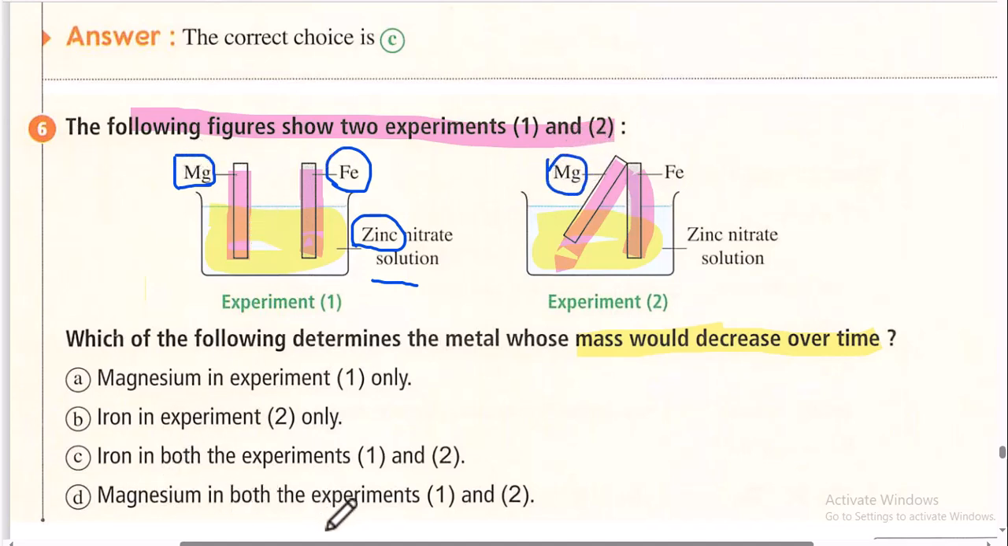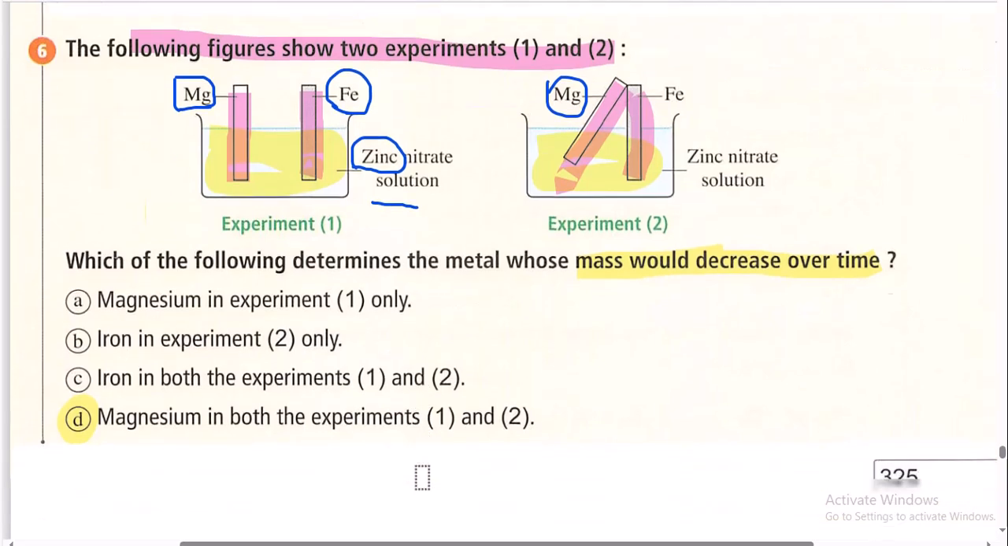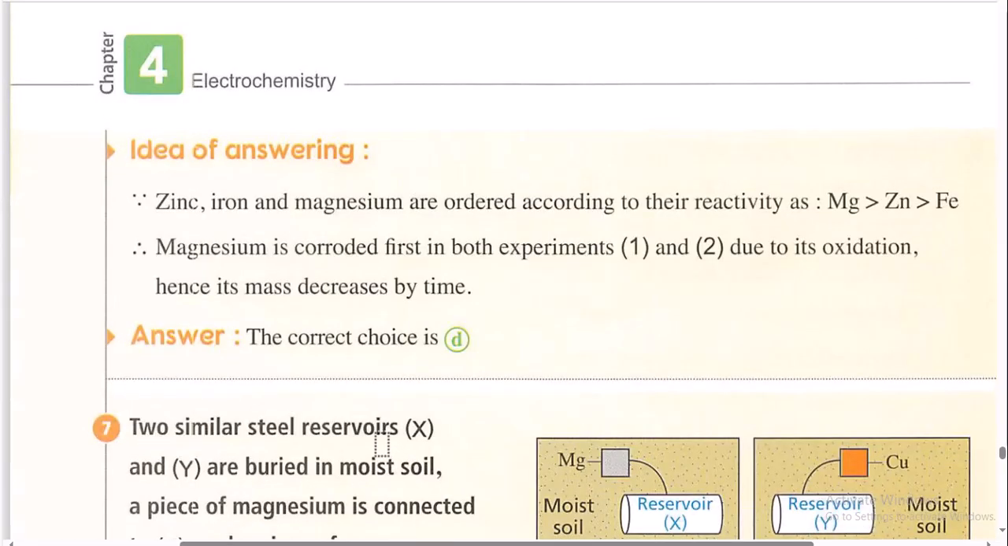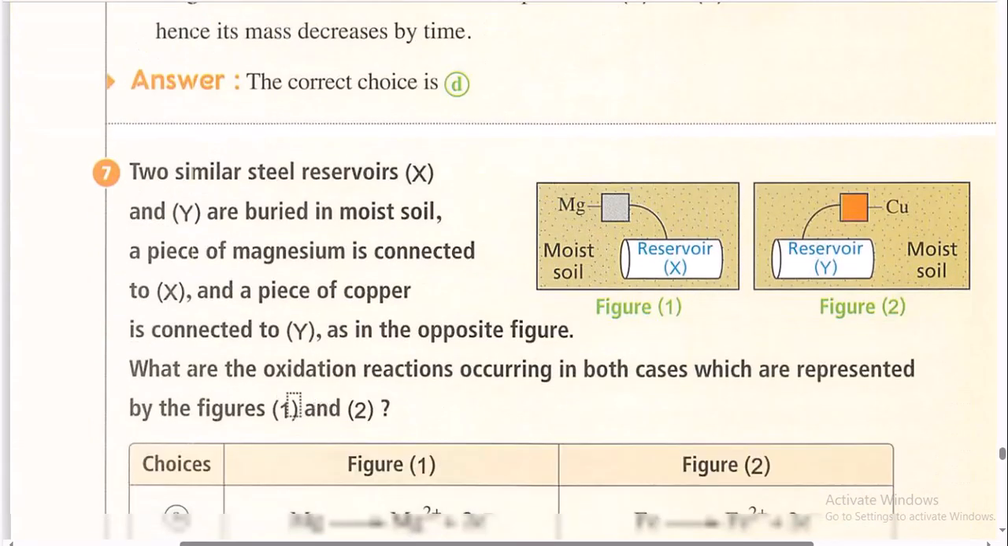So magnesium in both experiments, yes, the mass of magnesium in both experiments will decrease, and this is the correct answer. Here the correct answer is D. Magnesium in both experiments, its mass will decrease. At this point, there is another example.